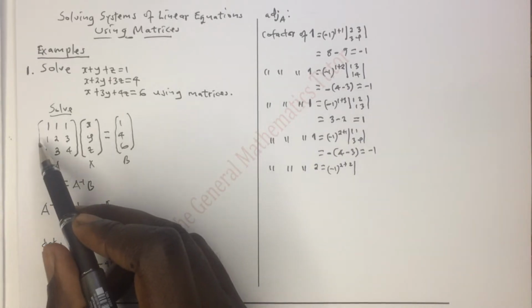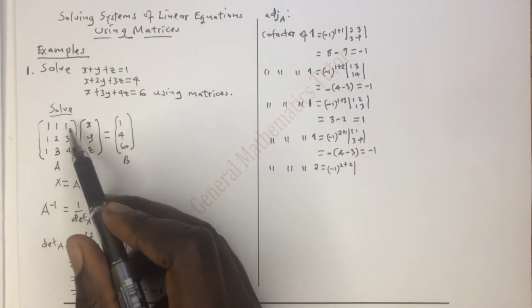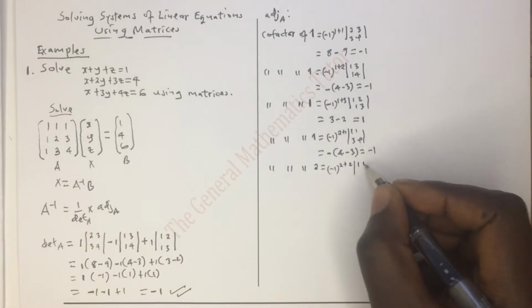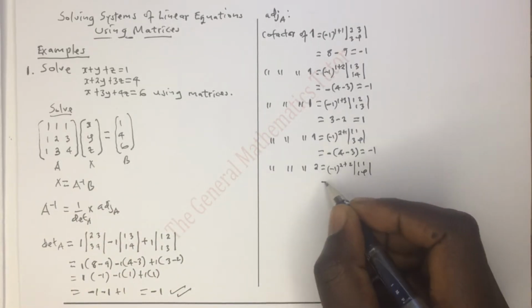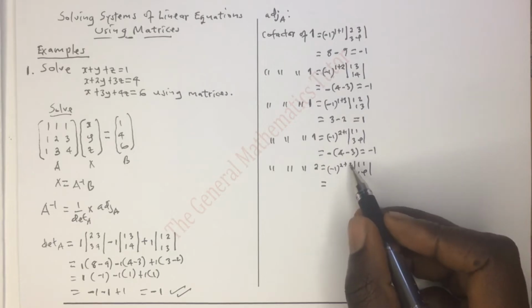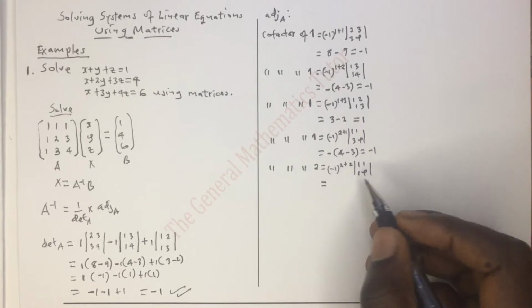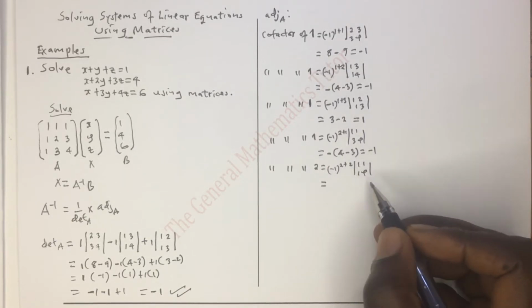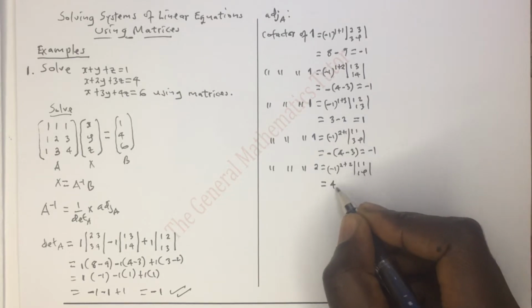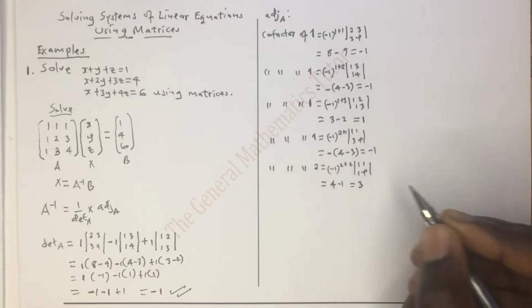And when you cover its row and its column, you're left with 1, 1, 1, 4. The power is even, so the negative will disappear. So we have 1 times 4 minus 1. That is 4 minus 1, which is just 3.